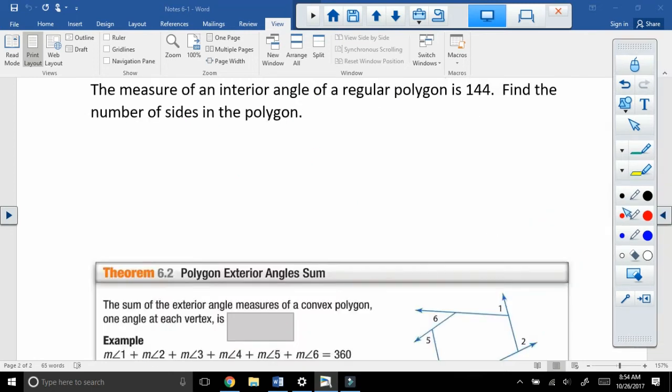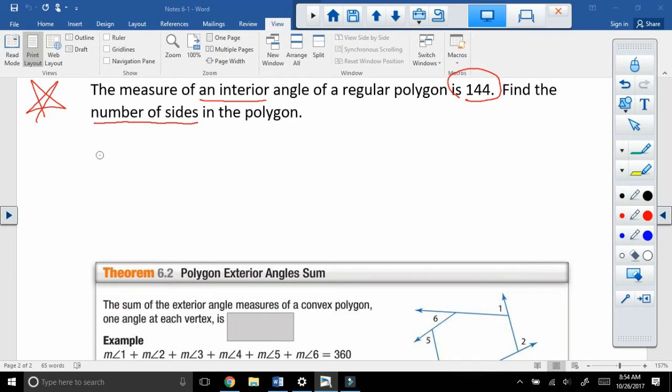Okay, so this next example is going to be something that you'll probably want to reference, so maybe put a big star next to it. This tends to be the thing that's the most difficult for students until you get the hang of it. It says here that the measure of one interior angle of a regular polygon is 144 degrees. We want to find the number of sides that it has.